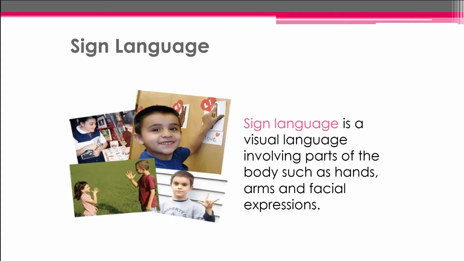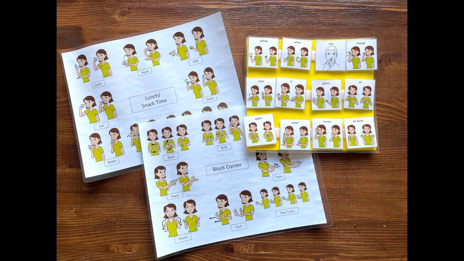Sign language is a visual language involving parts of the body such as hands, arms, and facial expressions. The most commonly used type of sign language is ASL. Baby sign is a version of ASL, but includes more natural gestures or simplified signs. These examples of sign language theme boards are for specific activities that could be posted in an area of the classroom. Commonly used websites for signing are signingsavvy.com and handspeak.com.